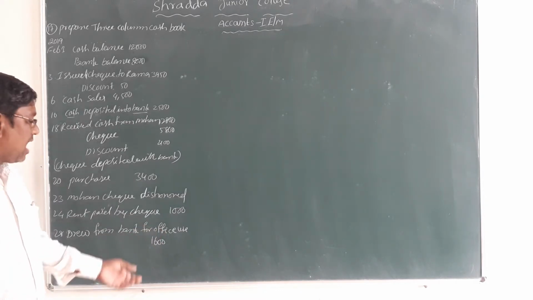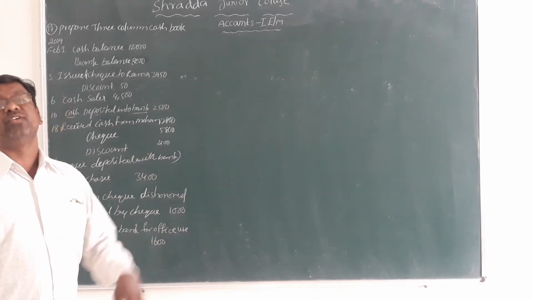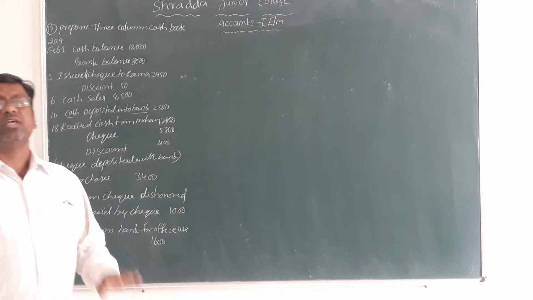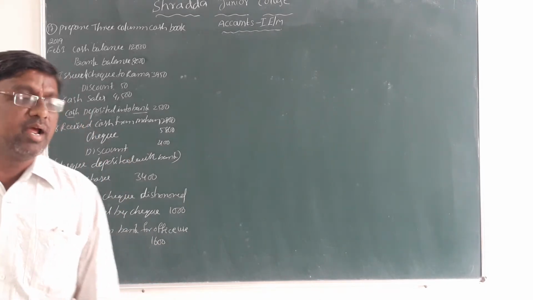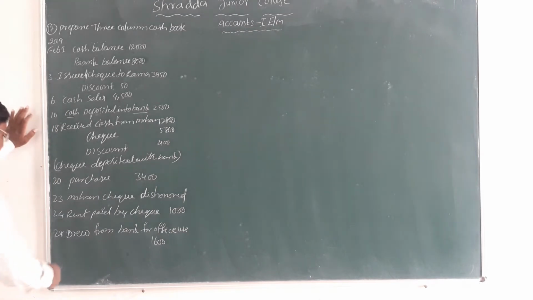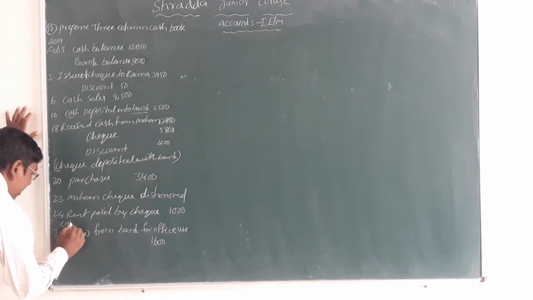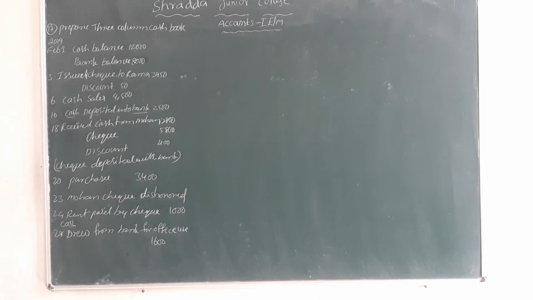Okay now, it is not personal use, it is office use. Where personal use is given, we don't write a contra entry, but here we can write a contra entry. Why? Because cash is drawn from the bank for office use. There is cash and bank both here.